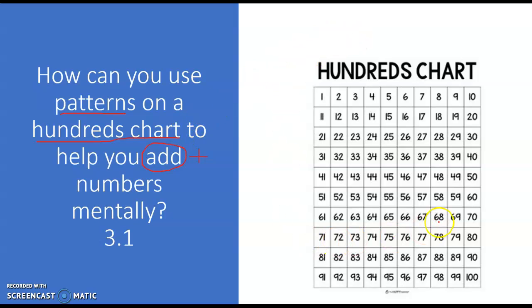This is a hundreds chart. I know you've seen them before. They show the numbers 1 through 100, and they show them in rows of 10. So you have looked at a hundreds chart many times, I'm sure, in kindergarten and in first grade, and identified patterns. I know that you've identified how to count by fives or tens on a hundreds chart. We're going to take it a step further and use this hundreds chart to help us add today.